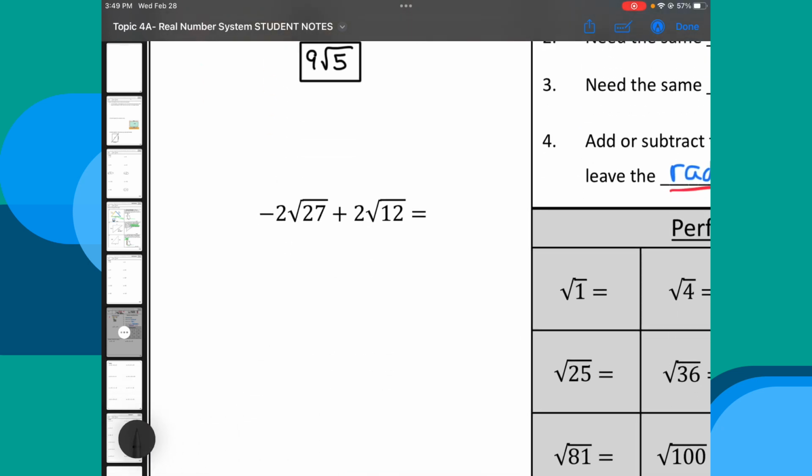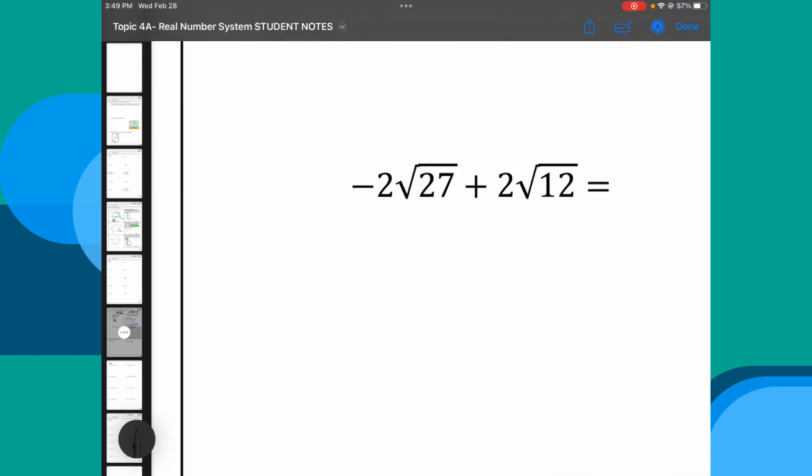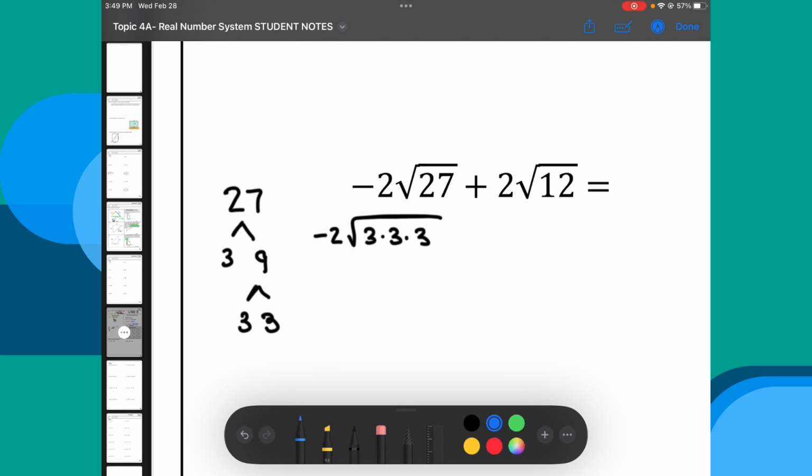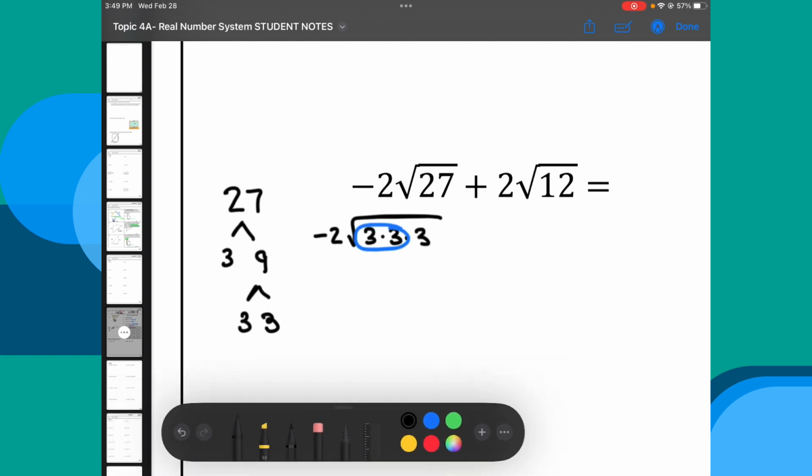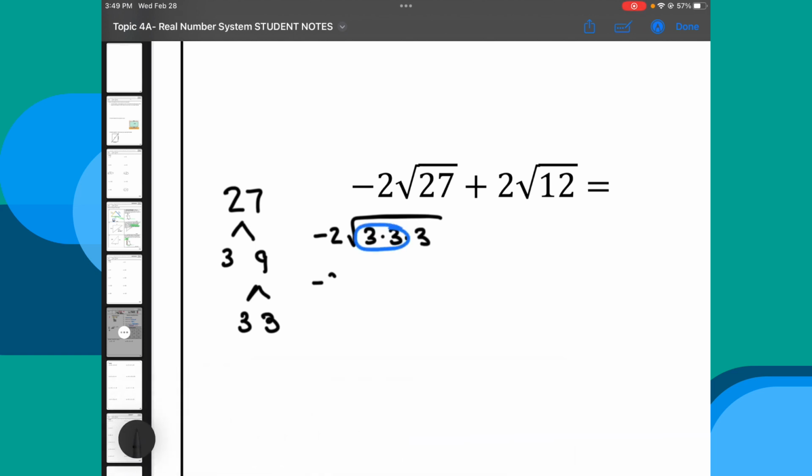In our second example, we can see that our radicands are not the same. We have a 27 and we have a 12. So the first thing that we do is we simplify. So 27 breaks down into 3 times 9. 9 is 3 times 3. So we have negative 2. We break down that 27. We find our matches. We get negative 2. We bring out that 3 pair, and this guy stays underneath. So we have negative 6 square root of 3.